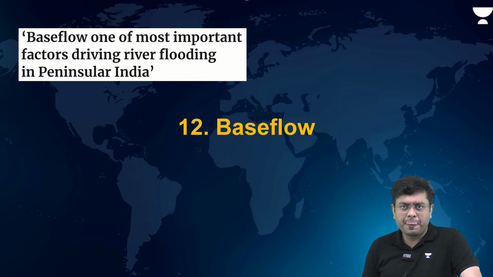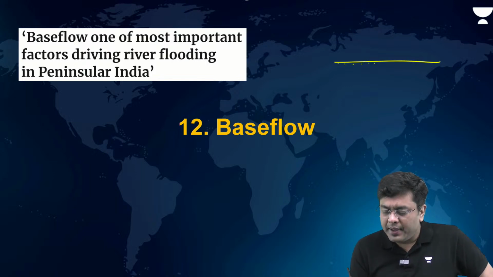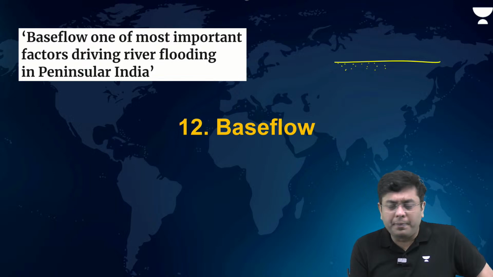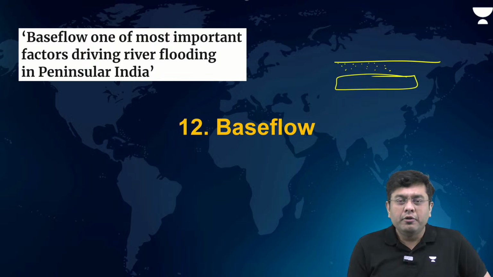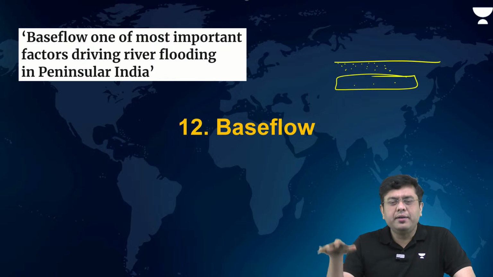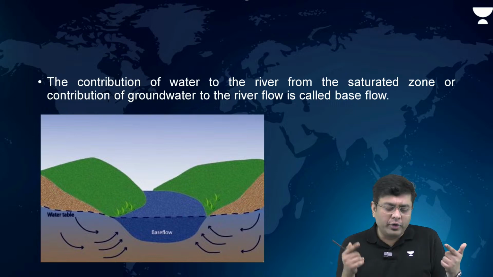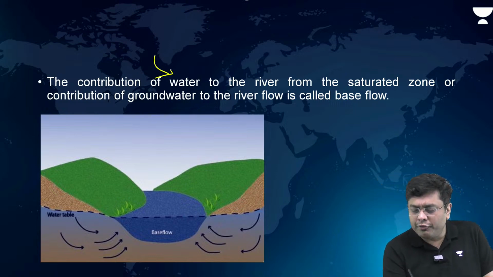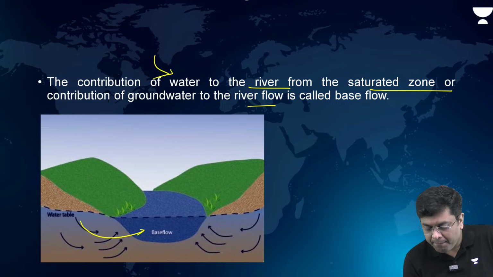So what is the base flow? So you see, when you consider the moisture on the soil, that is water present in the top region of the soil. Then below that you have supersaturated condition, where you have the presence of the water table. Below that you have the water which moves into the nearby rivers. That is the portion which is known as base flow. So contribution of water to the river from the saturated zone or groundwater to the river flow, that is known as base flow. This is your base flow.